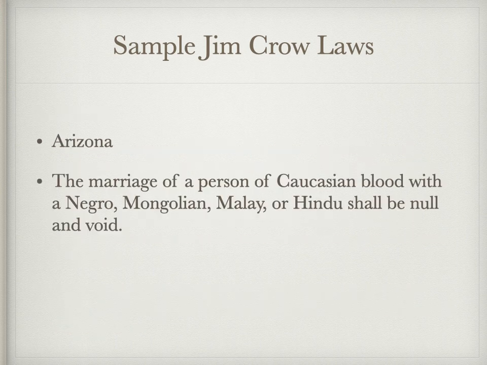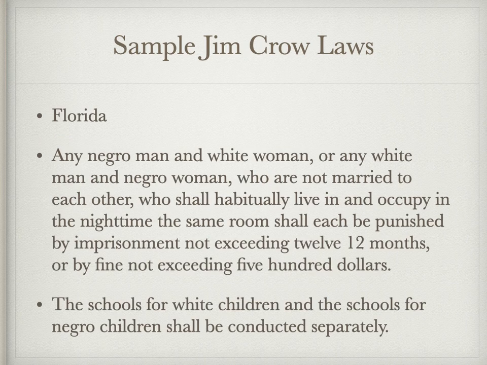Arizona: the marriage of a person of Caucasian blood with a Negro, Mongolian, Malay, or Hindu shall be null and void. And so this probably would have been in those years after Reconstruction, when they can start to pass these laws because the federal government's not looking as closely. There may have been some people getting married, and now they're saying, no, you can't actually have married that person. That marriage isn't going to be valid anymore.